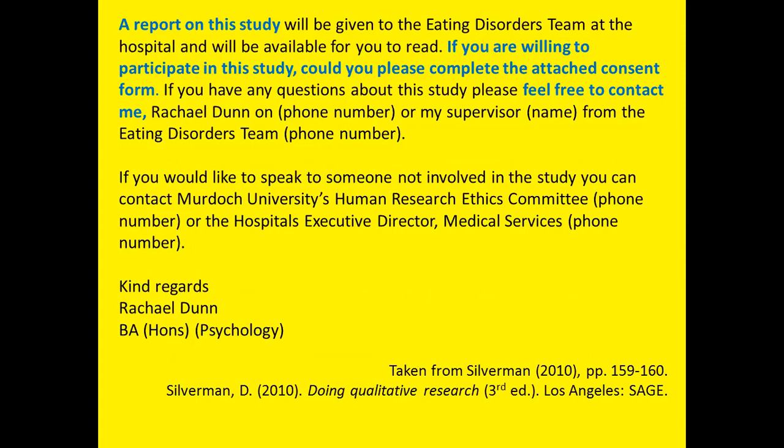We give them further details of other people they can refer to if they would want to ask further questions. And we say, if you are willing to participate in the study, can you please complete the consent form and sign it? So this is the basics of what goes into an information sheet. Whether you write such a standard one or a shortened version, the essential elements should be there.